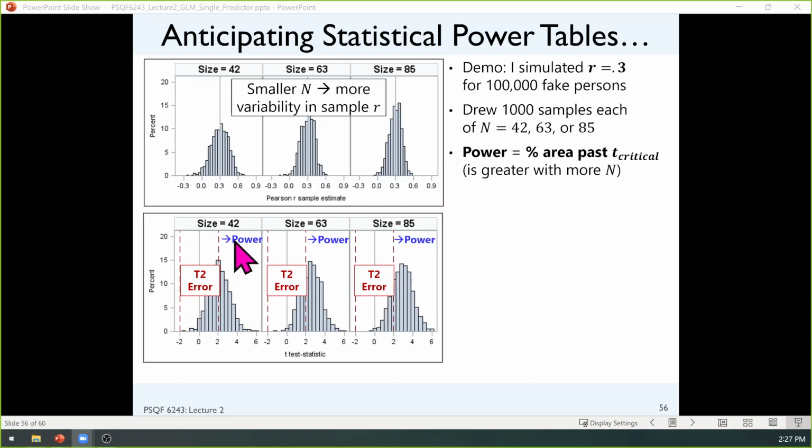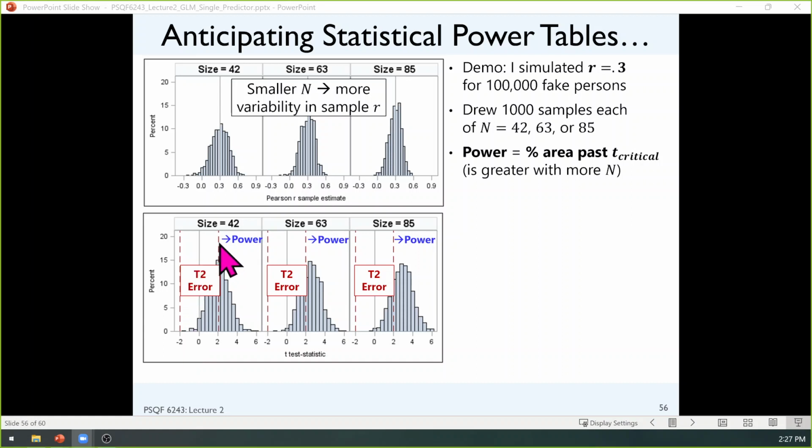So I've got two lines on each of these. I've got a t of just past 2 as where significance starts. So at this sample size, the critical value for where unexpected 0.05 begins is just past 2. And then it's a little bit closer to 2 for 63, and a little bit closer to 2 yet for 85. So 2-ish, but it moves a little bit as a function of your sample size. And then I also put a boundary on the same t-test statistic on the opposite side.